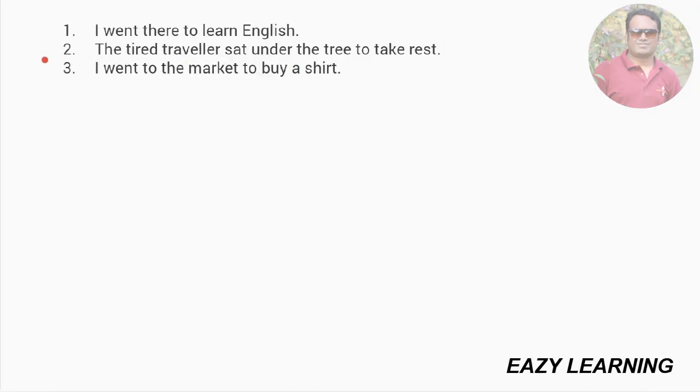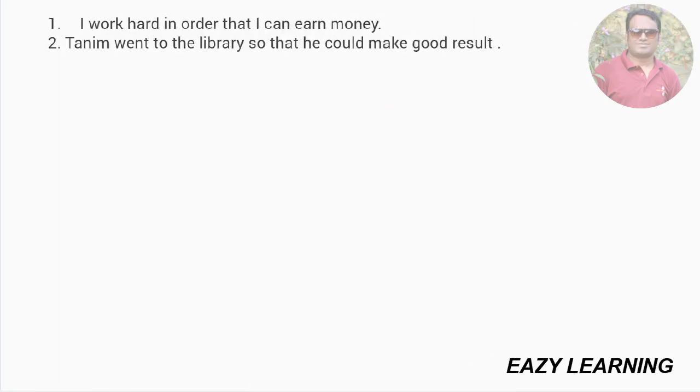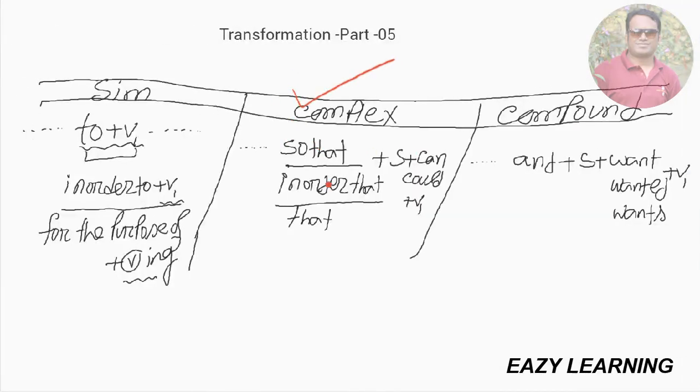So dear students, according to this structure, you can say that this is a simple sentence: I went there to learn English. So how will you do that? If you want to change it to a complex sentence, you have to follow this structure. That means "so that", or you can write "in order that", or you can write "that". Any one you can write. After that, you have to write subject, can, could, plus verb 1. If you think the sentence is present, you can write can. If you think the sentence is past, you can write could.